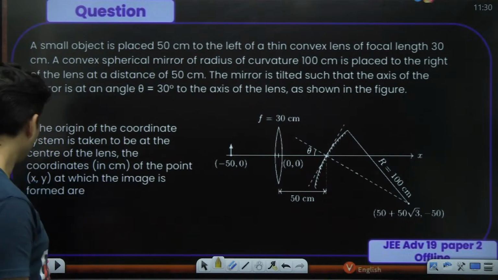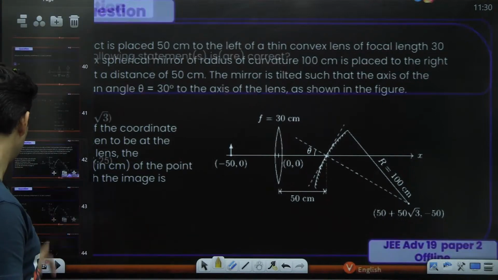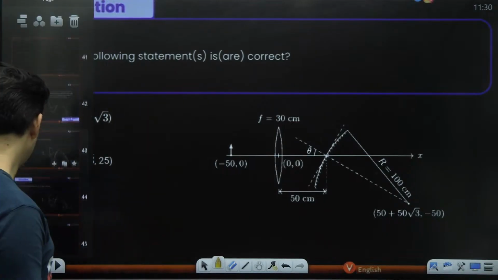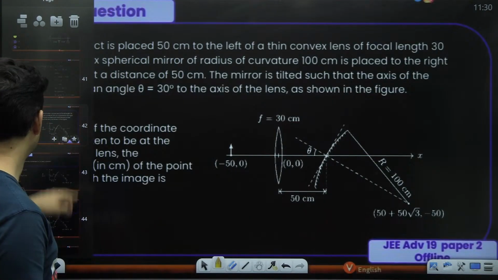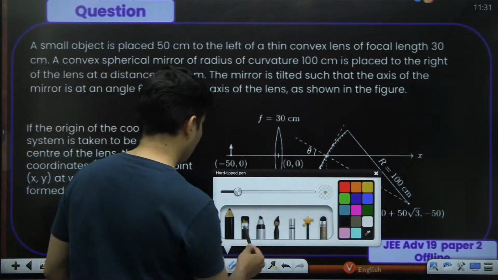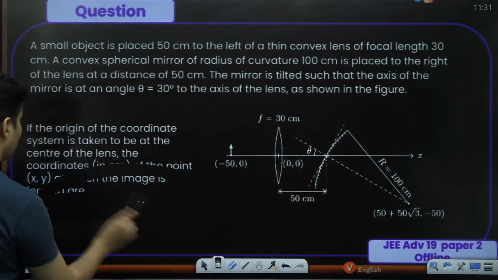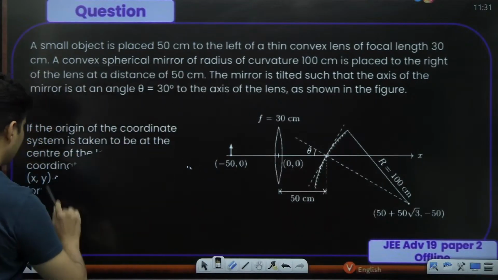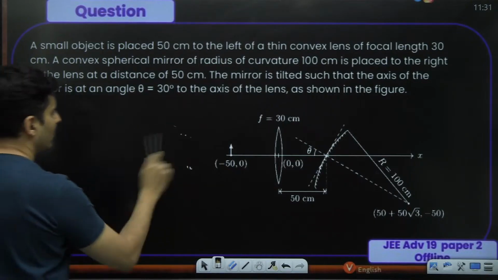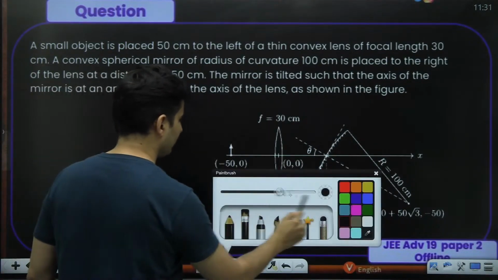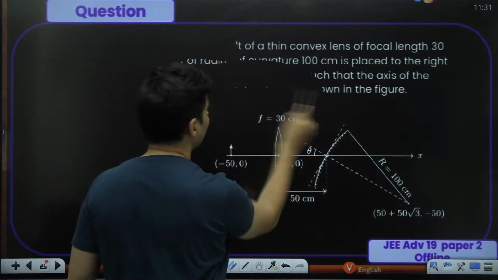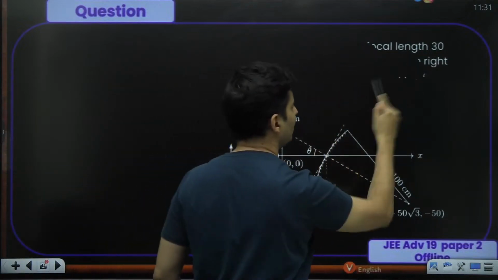Let's go to this question's solution. The question is, what are the coordinates of the final image formed? I just need one diagram. Just see the question. Maybe you can start doing the lens part initially. Because obviously the first thing that you will do is find where the image of the lens will be formed.